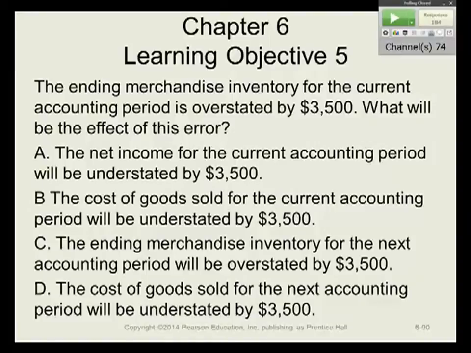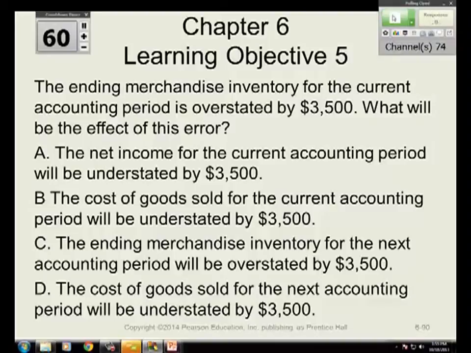All right, so let's try this one. Here's a multiple choice question. Here's where you got to read it carefully. Okay, so you overstated inventory by 3.5. Okay, coming down, let's see what we got.